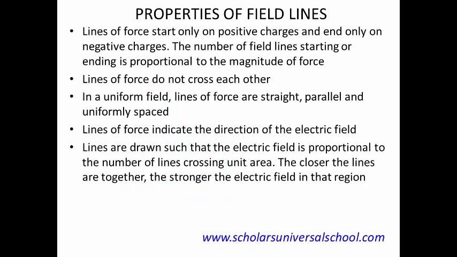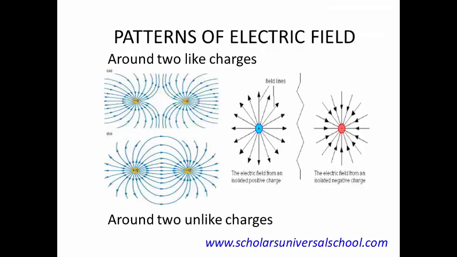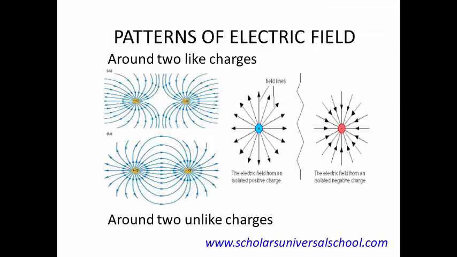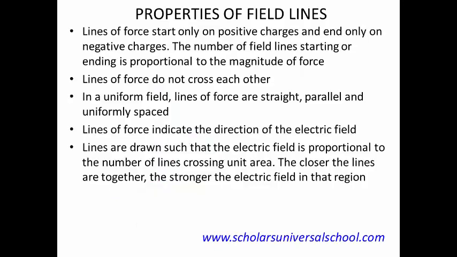The second property is that lines of force do not cross each other. In every example diagram we have here, the lines of force follow a specified pattern and do not cross any other line of force around them. The third one says that in a uniform field, lines of force are straight, parallel, and uniformly spaced. We can have a uniform field and we can have a variable field. Every field we have here is uniform, and since it is a uniform field, the lines of force are uniformly spaced. The next property is that lines of force indicate the direction of the electric field.